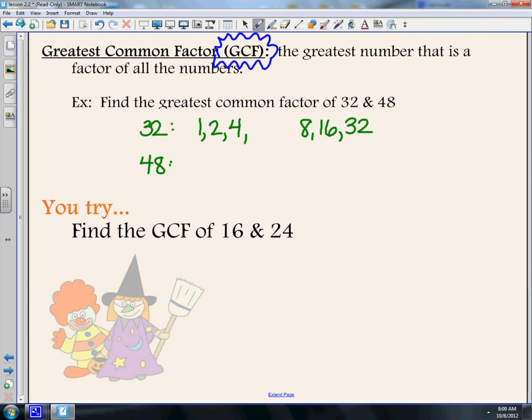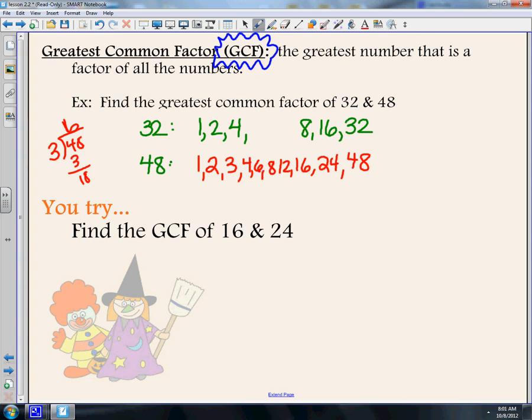So let's try 48. So I have 1 and 48, 2 and 24, 3. Does 48 go into 3? It goes in once, and then I have 18, and 3 goes into 18 6 times. So 3 and 16, and then 4 and 12, 5, no, 6 and 8, and then I think we're done. So there's all of our factors.